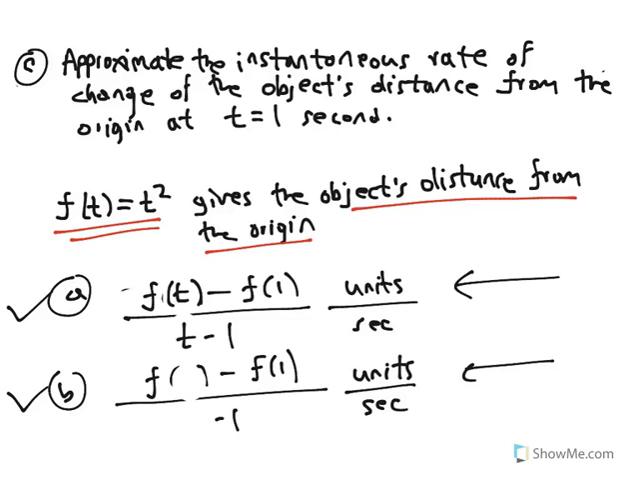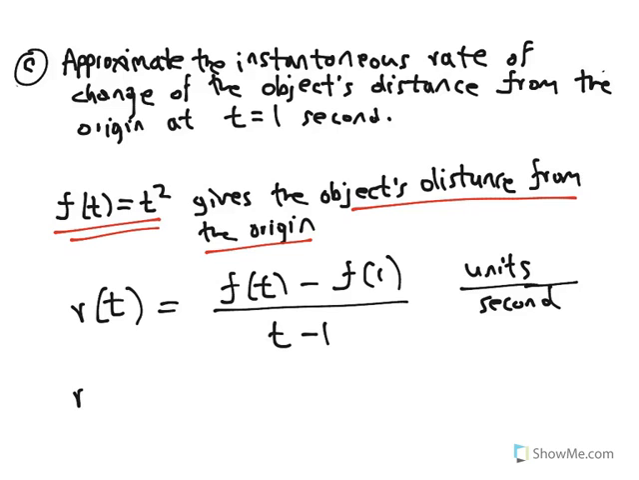And t could be 3, as we saw in part A, or t could be 2, as we saw in part B. But now we have the ability to make t very close to 1. And if we have a t value that is close to 1, we will have a very short interval of time, and our average rate of change of the object's distance from the origin on a very short interval of time around t is equal to 1 can be used to approximate the instantaneous rate of change of the object's distance from the origin at t is equal to 1.